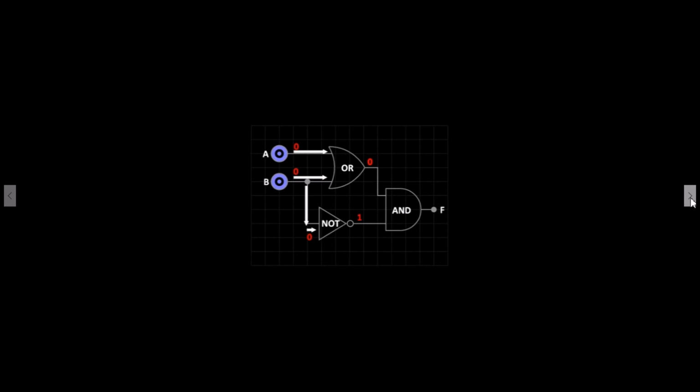The output of the OR and NOT gate are connected to the AND gate. The AND gate will receive a 0 and a 1 signal. This will cause the output at F to also produce a 0. So with this we can start to build a truth table for this circuit. A 0 on input A and a 0 on input B will produce a 0 at output F.